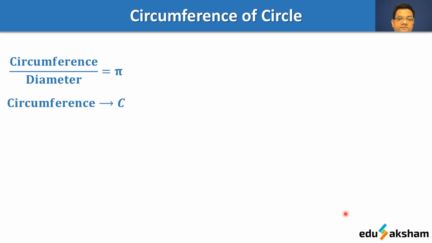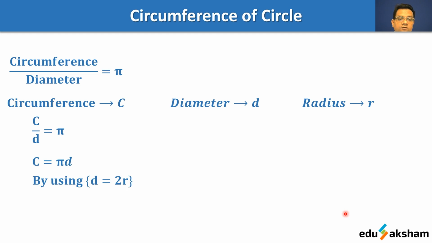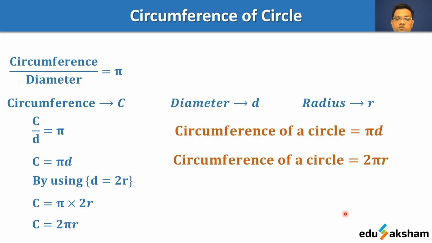If we represent circumference by c, diameter by d and radius by r, then pi is equal to c by d, or c is equal to pi d. We can say circumference is equal to pi d, and we know that d, that is diameter, is twice the radius. So we replace d by 2r, we get c is equal to pi into 2r, or we can write circumference as 2 pi r. So these are two formulas that we have to remember.